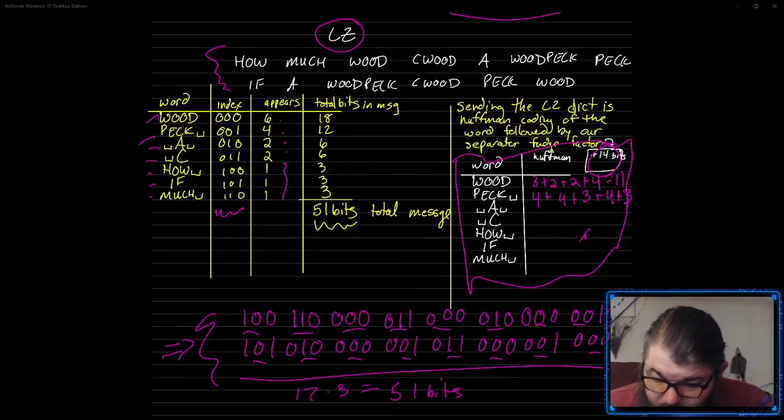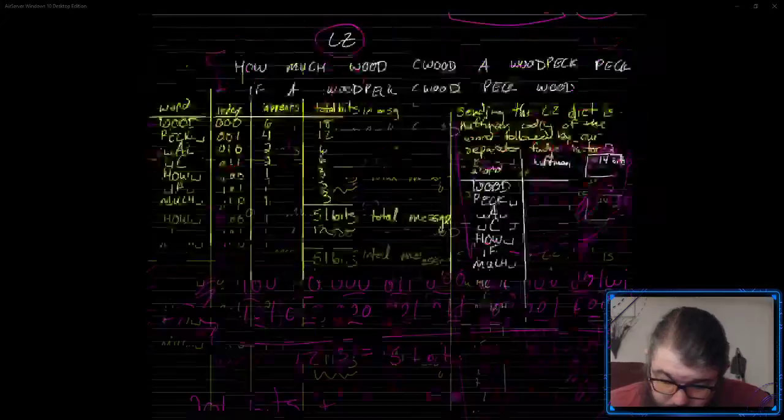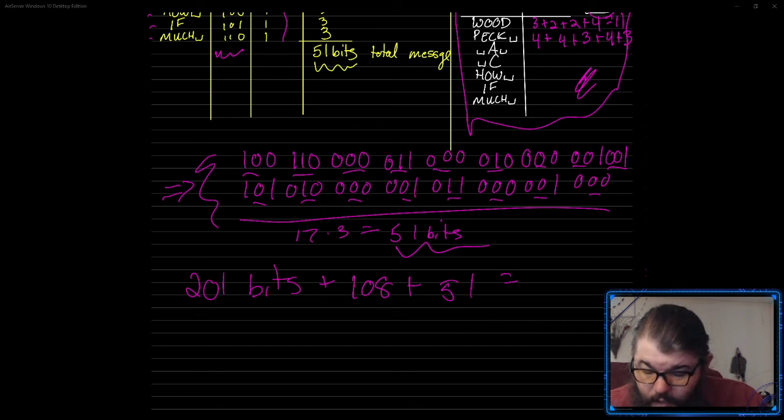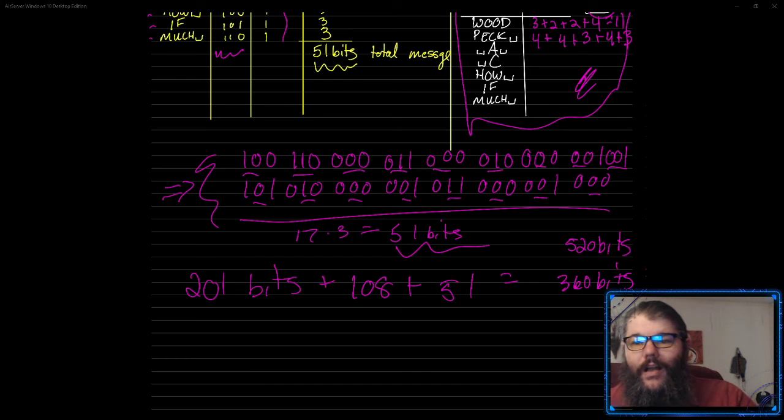Then we have to send this dictionary, which we computed as 108 bits. And then we have to send the actual message. So in total, to send this message, we've come down from 520 bits all the way down to whatever this number adds up to, which is 360 bits. Wow, did that in under 15 minutes. Amazing. 360 bits is what I get here. That's not too shabby, assuming I did most of this correctly.